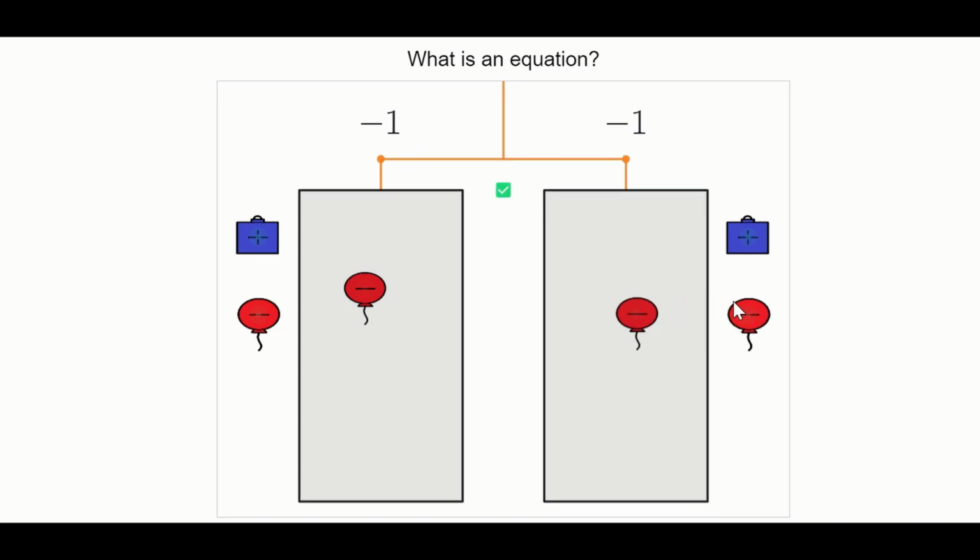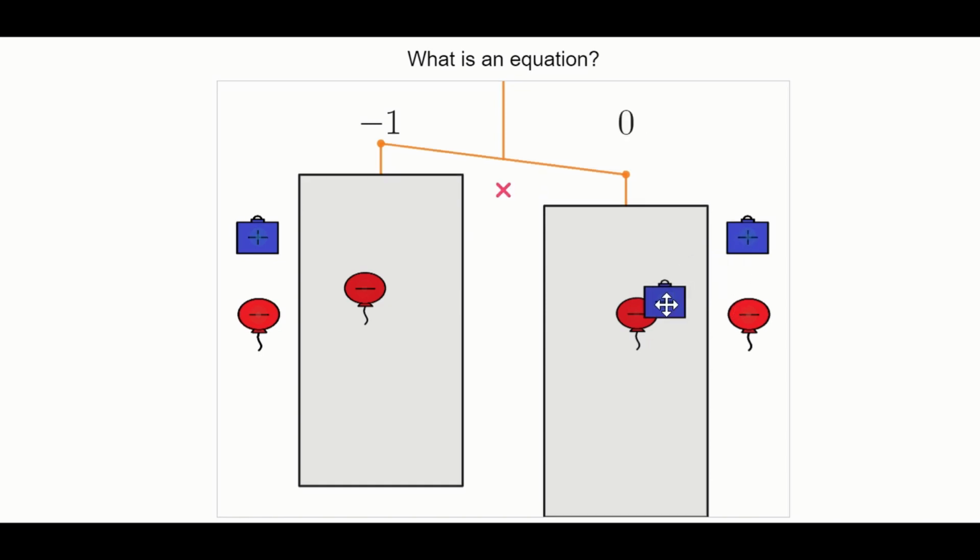What do you think happens when we interact a weight and a balloon? When we have a positive and a negative number, they're going to cancel out to get 0. So to keep this balanced, I can also cancel out the other side.